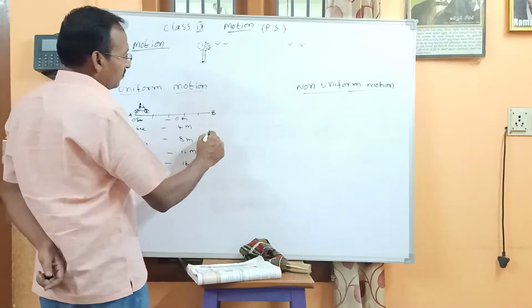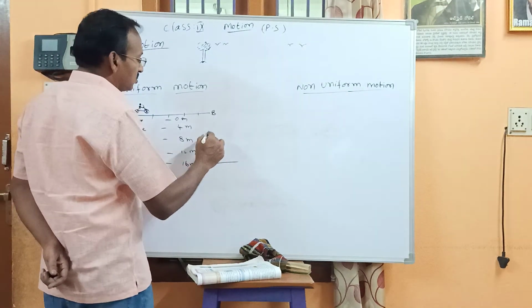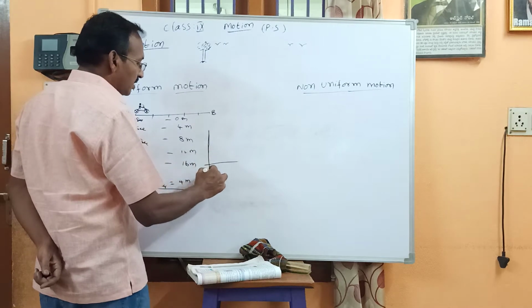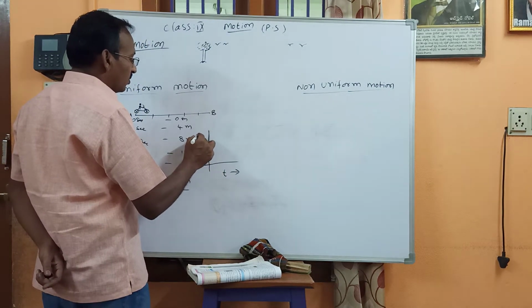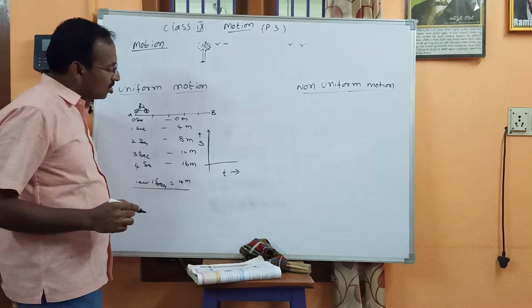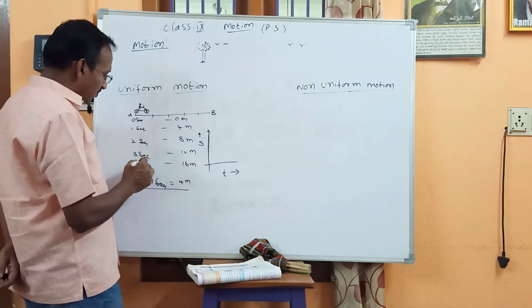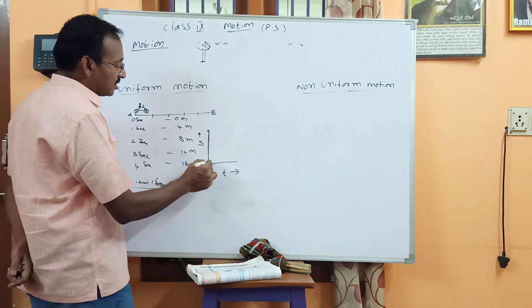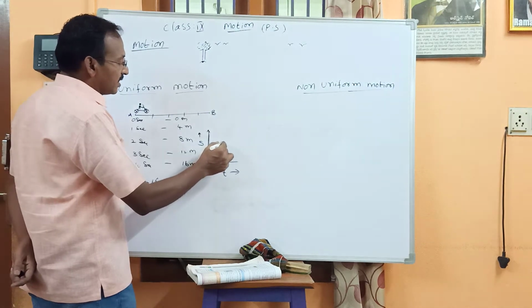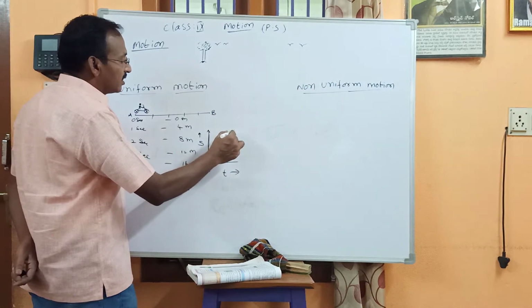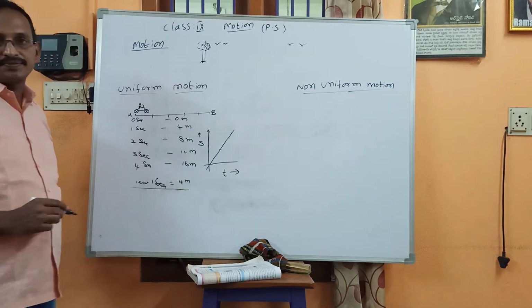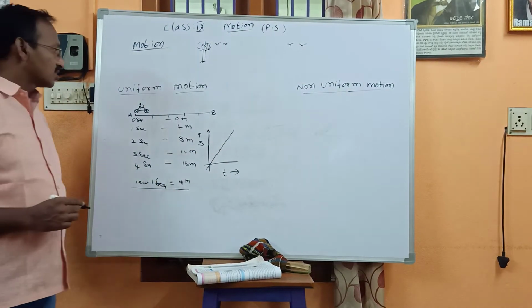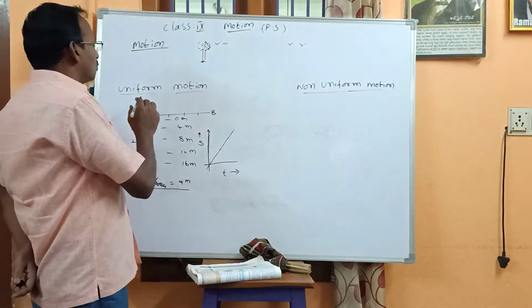If you draw a graph using these values, taking time on the x-axis and displacement on the y-axis, you will observe that every point, like 1, 4, lies on a straight line that passes through the origin. This kind of motion is called uniform motion.